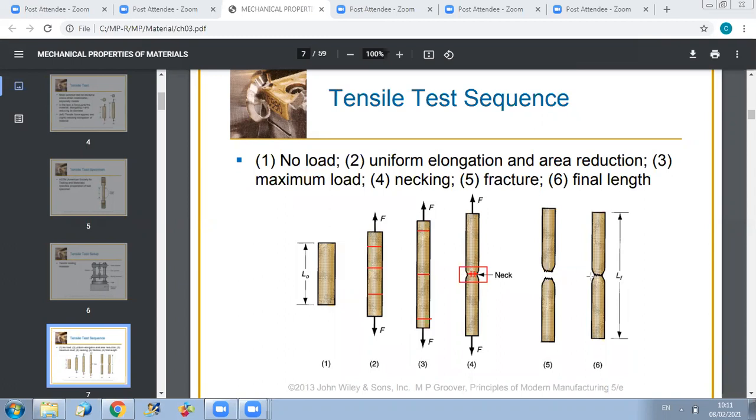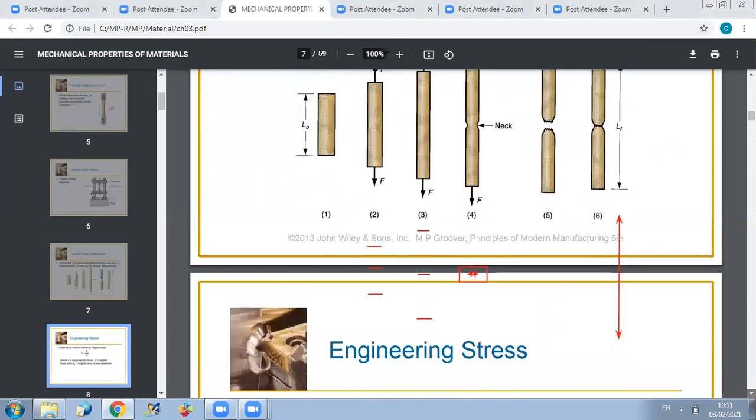At the end, to determine the final length before rupture, you join back these two parts, put them together, and measure the final length, which will be used to calculate what is called the elongation of the specimen, which is L final minus L0 over L0. Please stop me if you don't understand anything.